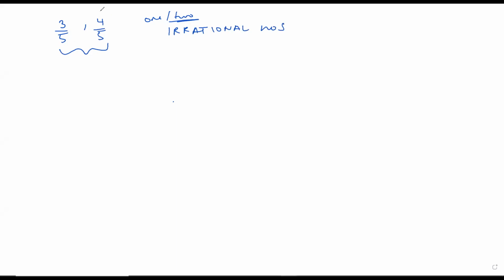So in the last class, you all found rational numbers between these two. In today's class, can you tell me how to find irrational numbers between these two? Any ideas?